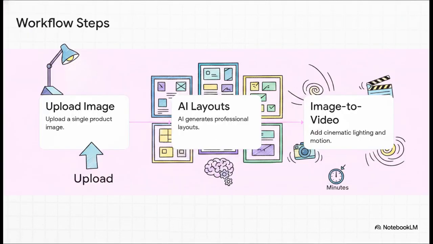To put this into perspective, let's look at a real-world workflow using CapCut. Imagine you have a single product image, maybe a sleek, minimalist disc lamp. You just upload that one photo. The AI immediately analyzes it and spits out multiple professional, brand-consistent marketing layouts. Then, you push those right into the image-to-video feature powered by Seedance 2.5. You ask for some cinematic lighting, maybe a smooth, premium camera pan, and boom, that static lamp photo is transformed into a dynamic 4K marketing campaign in literally minutes.